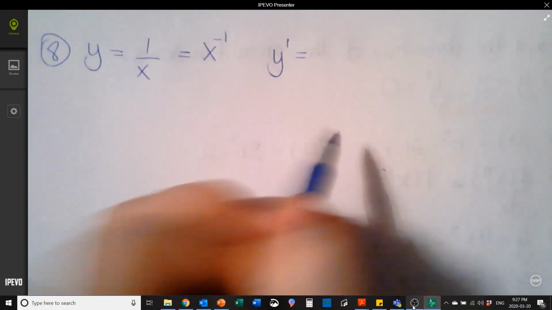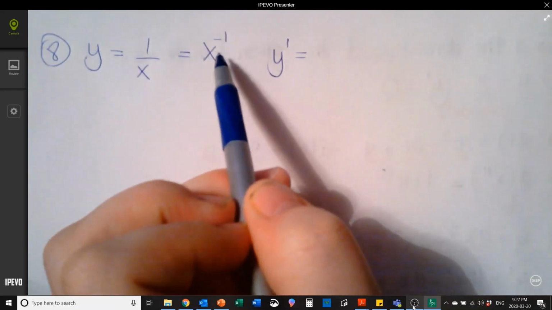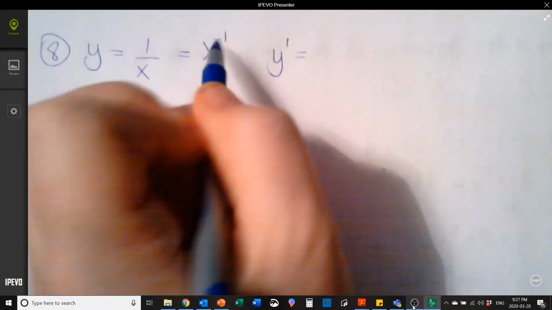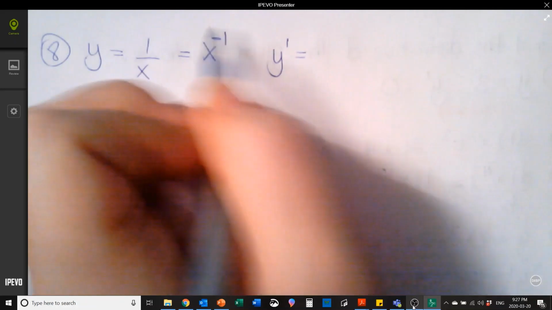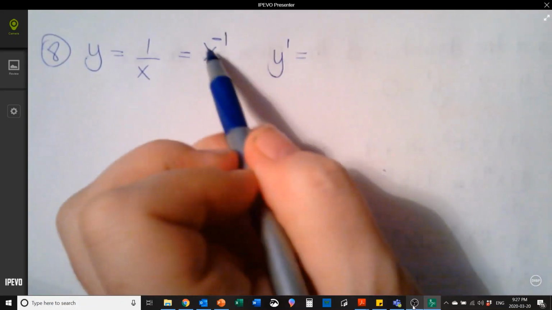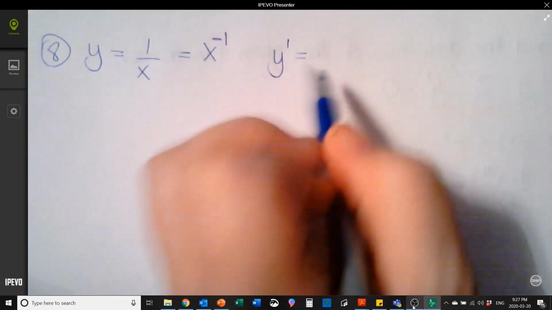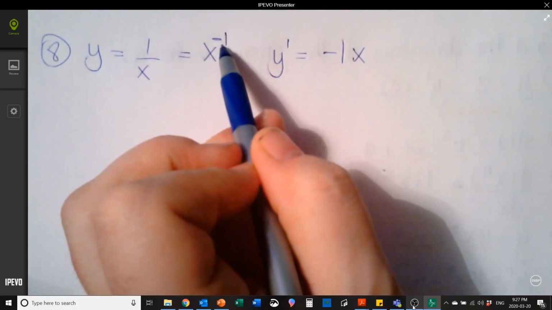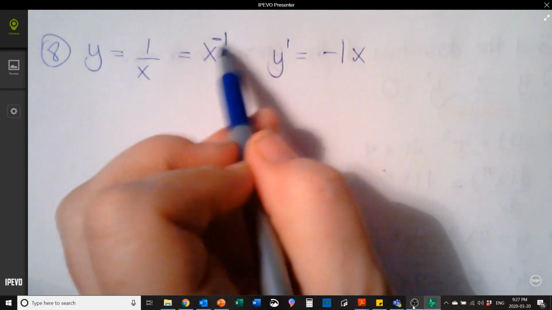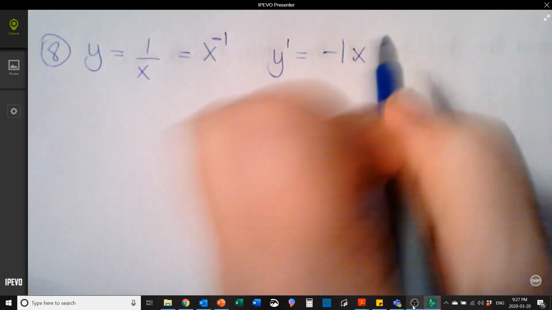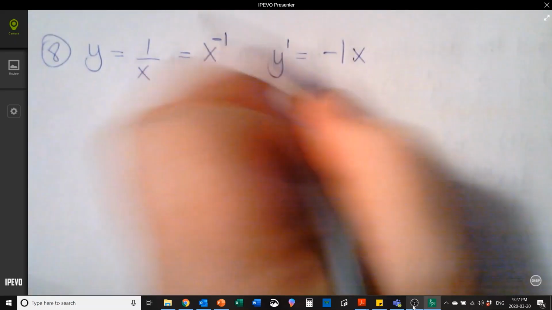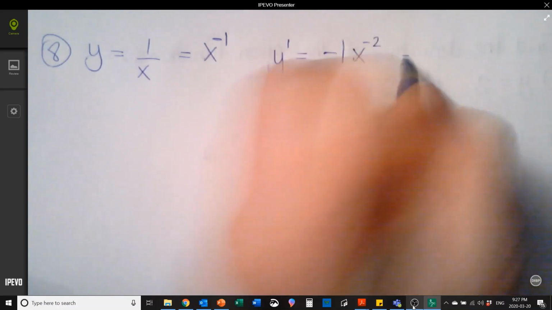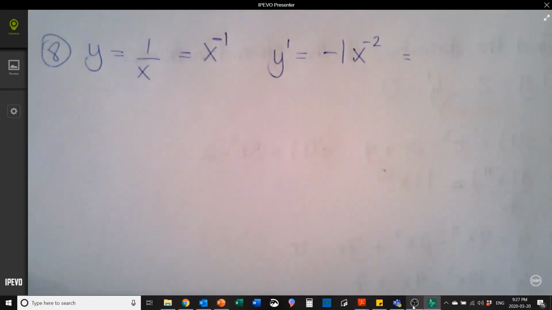So y prime would become, well, this is just a power after all. Even if it's a negative, the power rule still works. So if I do the same rule, x to the minus 1, if I bring the power down in front, and reduce the power by 1. Now be careful, sometimes people think it's 0. You want to reduce that power by 1, so you're getting minus 1 minus 1, minus 2. And you've got your derivative.